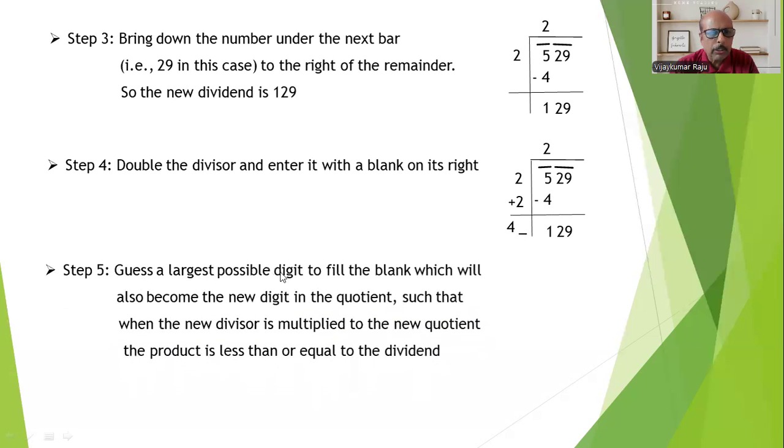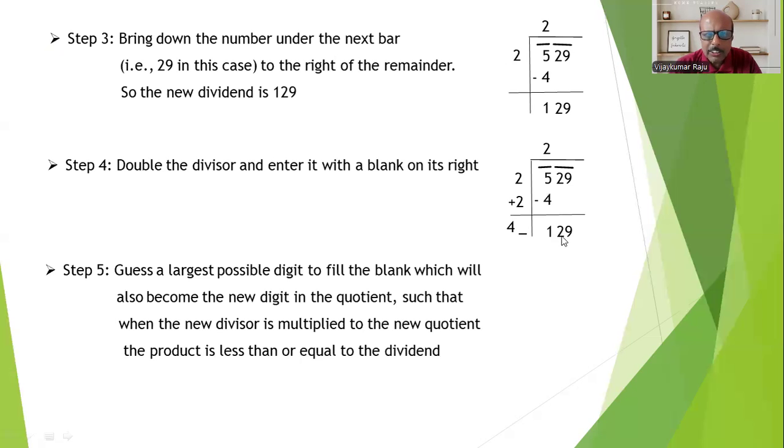Guess the largest possible digit to fill the blank, which will also become the new digit in the quotient. You choose a number here, which will be written here also, such that when the new divisor is multiplied by this new digit, the new quotient, the product is less than or equal to the dividend. It should be less than or equal to the dividend.